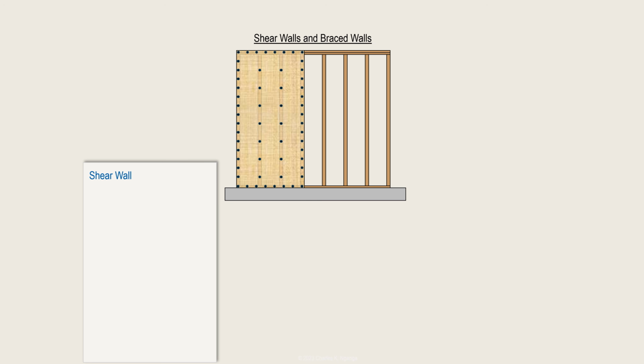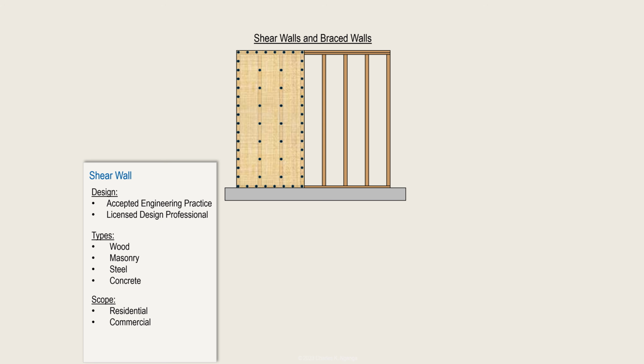The term shear wall is normally used when referring to wall systems that are designed according to accepted engineering practice to resist lateral loads. This means that shear walls are designed under the responsible charge of a licensed design professional. Additionally, the term shear wall is used when referring to wood, masonry, steel, and concrete wall systems that are intended to provide lateral resistance. The requirements for the design of shear walls are provided in the building code along with other reference standards depending on the type of shear wall and the material used. Shear walls are used in all types of structures including residential and commercial construction.